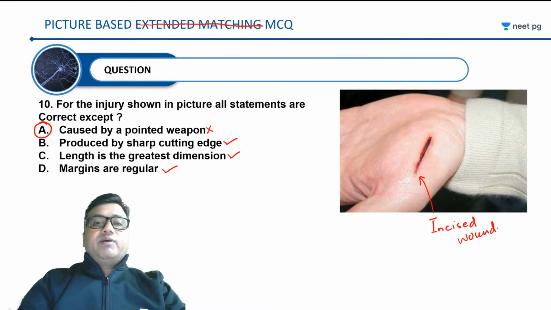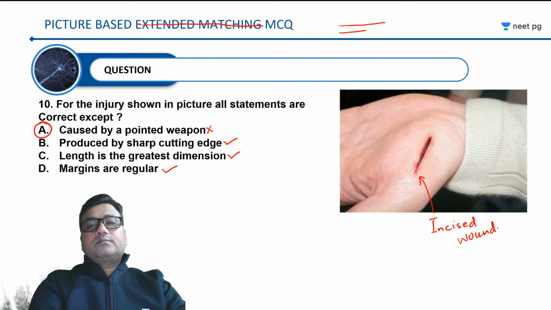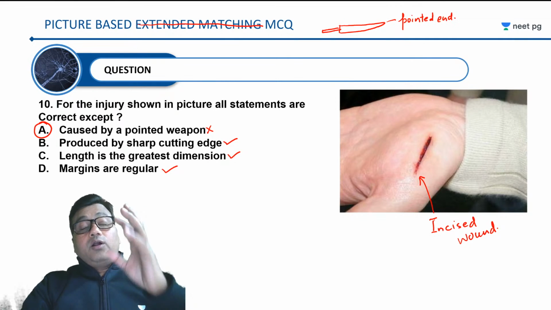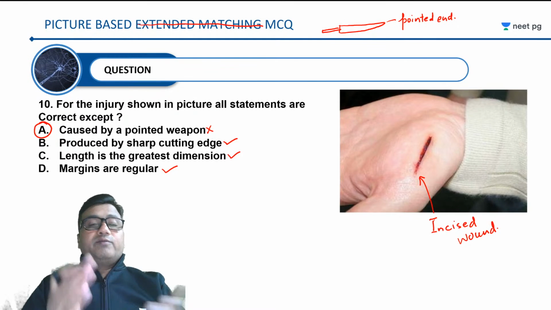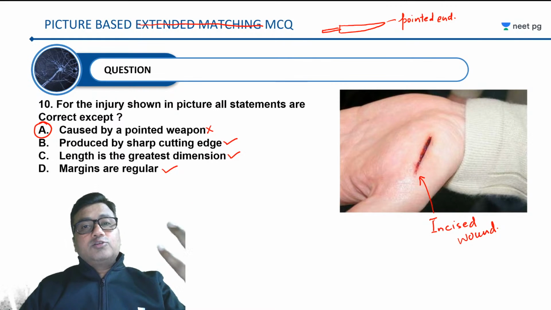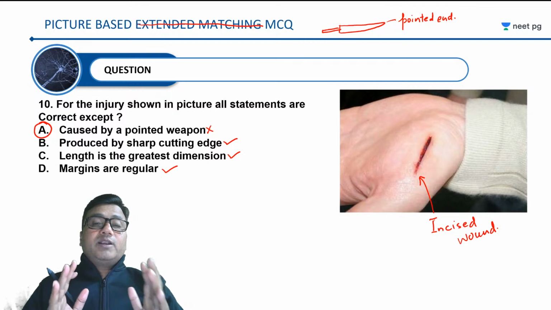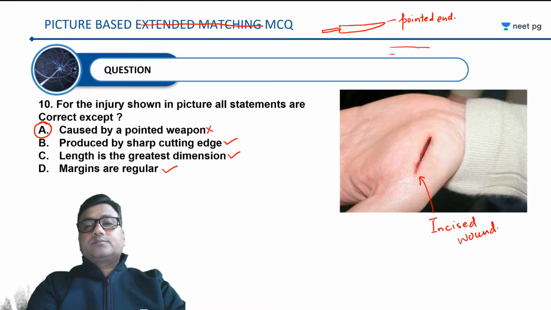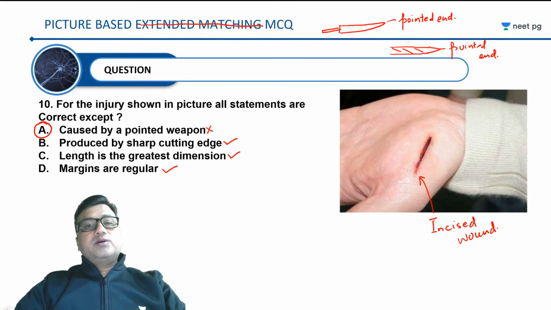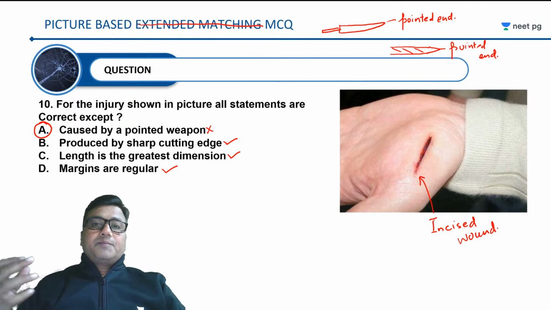Remember, when we say a pointed weapon, it's a weapon which has a pointed end. Lots and lots of sharp cutting edges, that is weapons like knife which have sharp cutting edge, tend to have a pointed end also. But to produce an incision, the pointed end is not important. What's important is that weapon should have a sharp cutting edge. Because if we have a weapon like this, let's say a broken iron rod with a pointed end, even this weapon has a pointed end, but you'll not be able to produce an incision with this because it does not have a sharp cutting edge. Because it's an iron rod, beyond the pointed end, the rod is blunt.